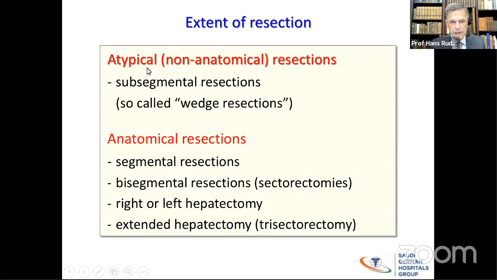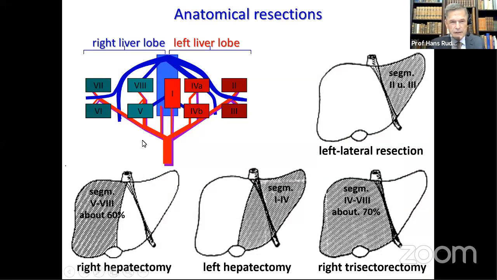As I mentioned already, we can do atypical resections, which means subsegmental, less than one segment. Some call it wedge resections. We don't do enucleations of liver metastases, but sometimes wedge resections with a safety margin. Then we do anatomical resections along the frontiers of the segments, bisegmental resections, right or left hepatectomy, or even extended hepatectomies like trisectorectomy. This is shown here.